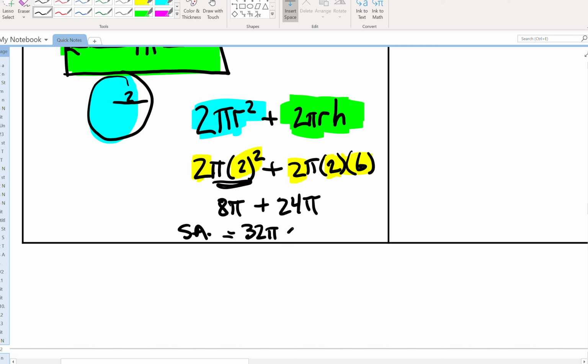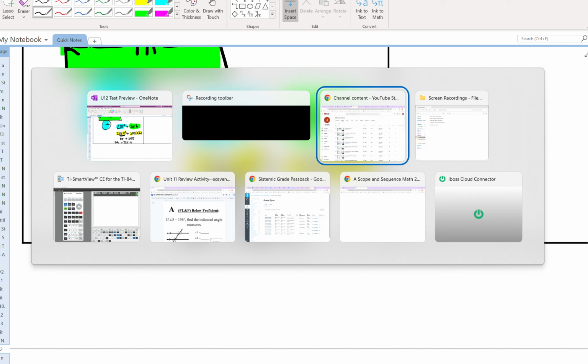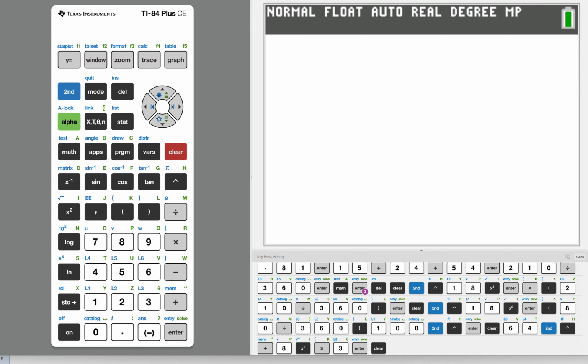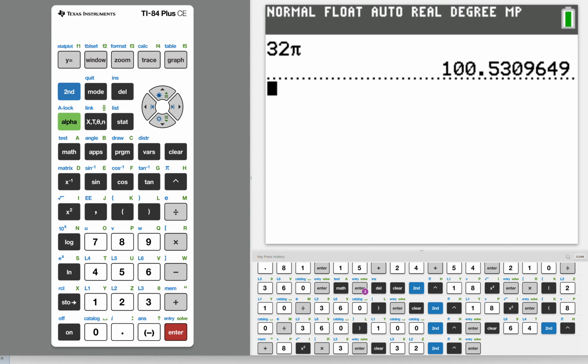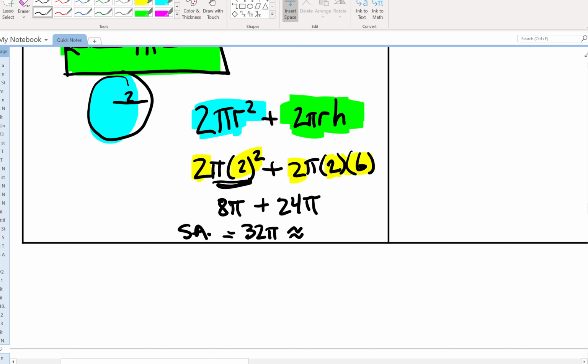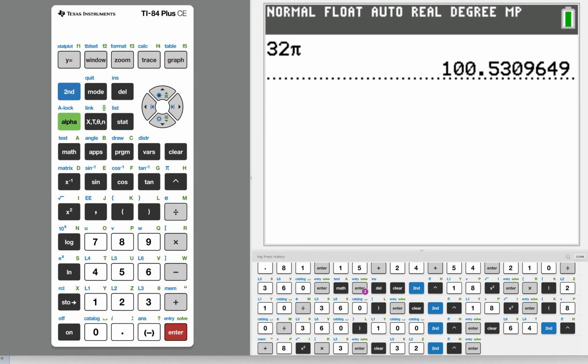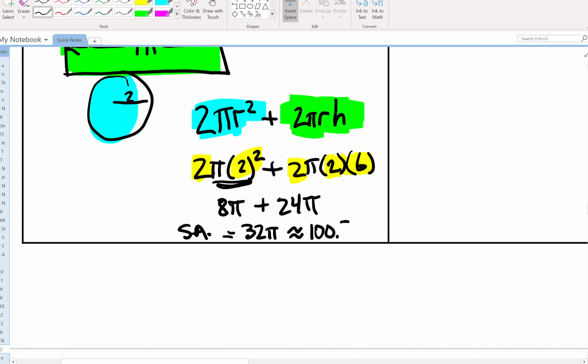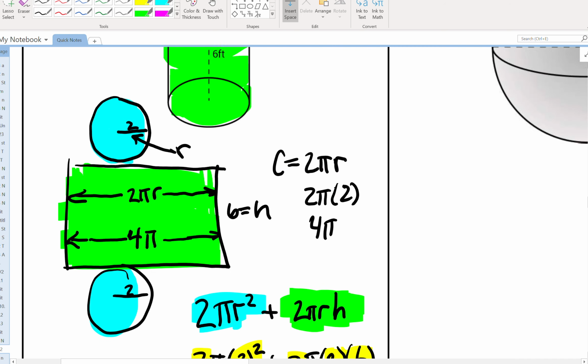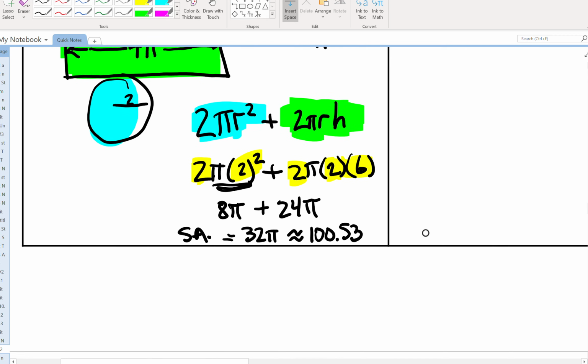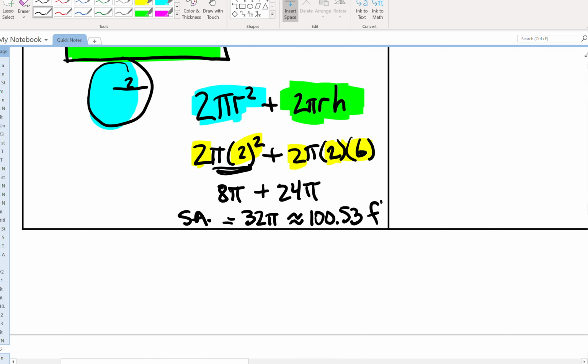But if I want the approximate, which is often more useful, I'd take 32 times pi, and that gives us 100.53. Because the original was in feet, that's 100.53 feet squared. And that would be my final answer there.